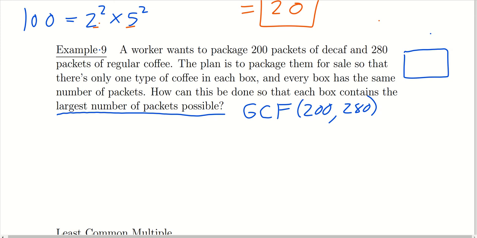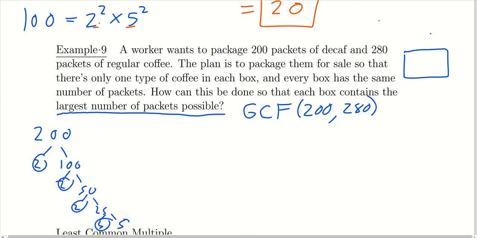So let's go ahead and find that. We know how to do that from before. It's going to begin by doing the prime factorization for each. 200 is 2 and 100. Circle this. This is going to be 2 and 50. Circle that. 2 and 25. 2 is prime. And then 25 is 5 and 5. So the factors of 200, we have 3 2s and we have 2 5s.